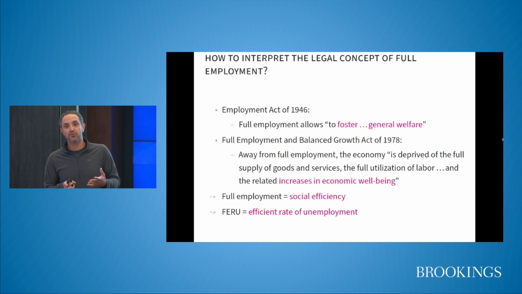So here, the way we translate full employment is very straightforward. We're going to say that full employment is just social efficiency, and therefore the FERU is going to be the rate of unemployment that's efficient. So that's how we are going to interpret that legal mandate. Now, how are we going to compute this efficient rate of unemployment? That's pretty simple. So let me show you the derivation.